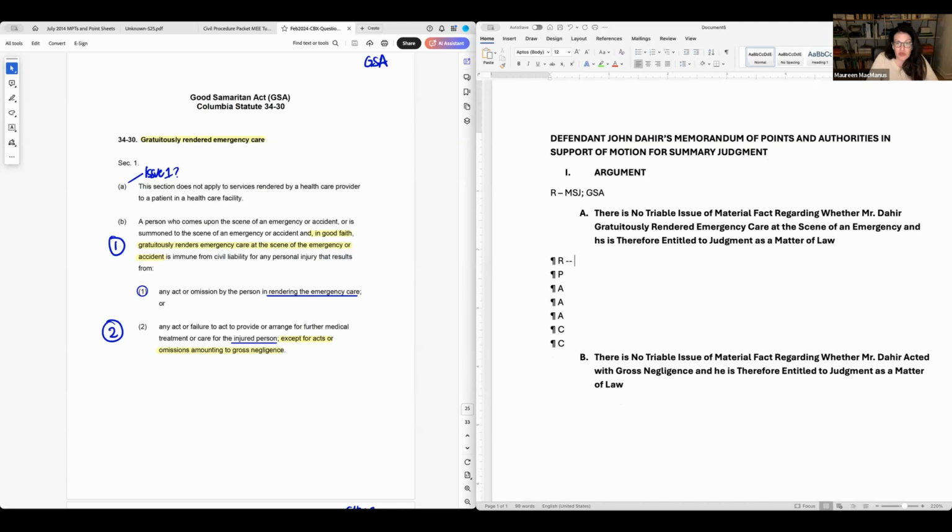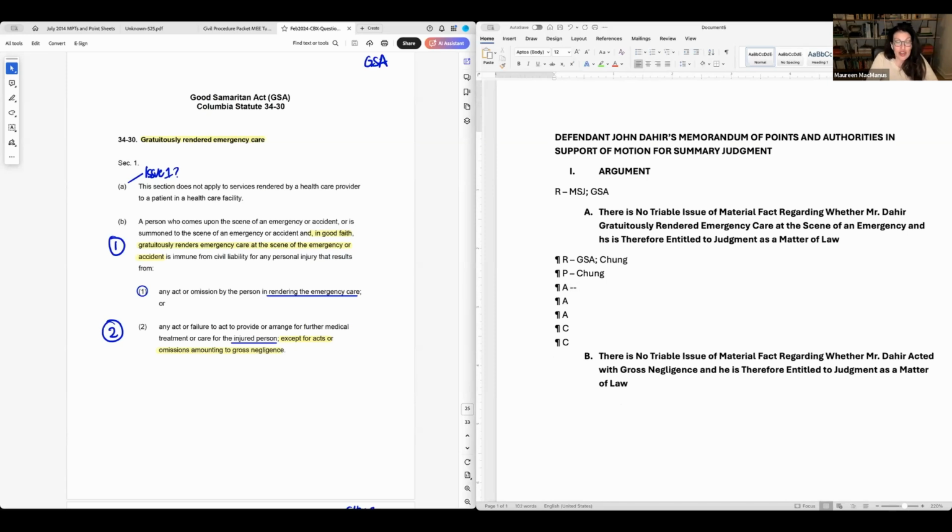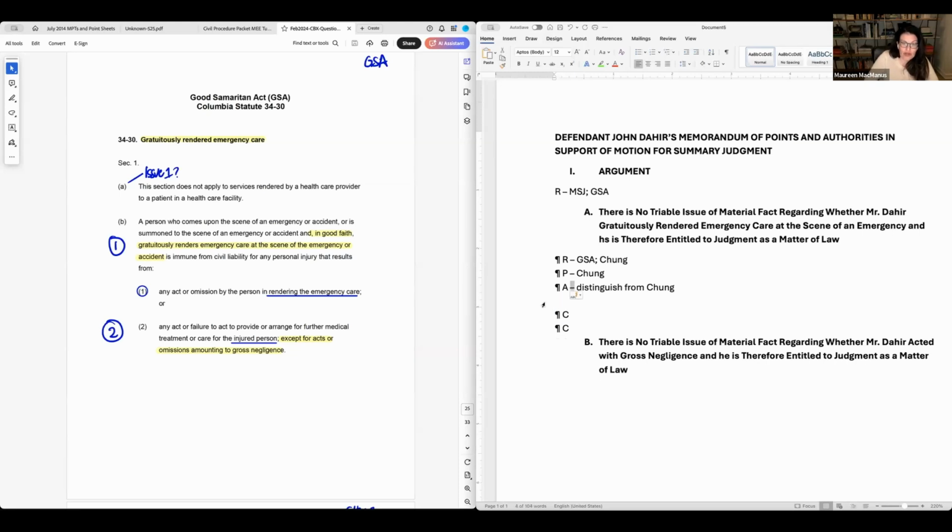So here for the rule, I'm going to use the Good Samaritan Act, and I'm going to use Chung. For my rule proof, I'm going to do a rule proof of Chung. For my analysis, I know that I need to come to the opposite conclusion because I want to say that we are entitled to summary judgment. So here I'm going to make a note that I'm going to distinguish from Chung. My analysis might be a few paragraphs. I don't normally write that, but just wanted to show you all.